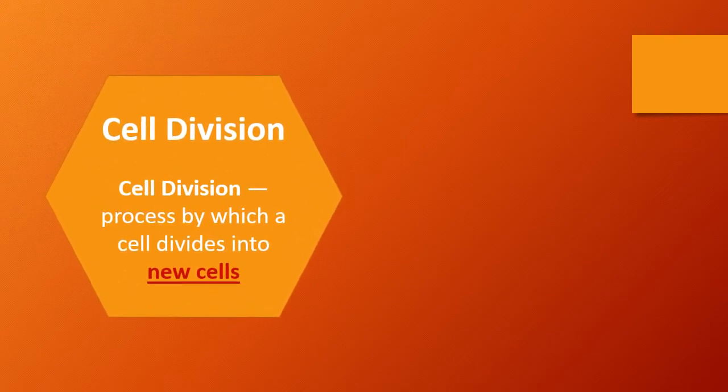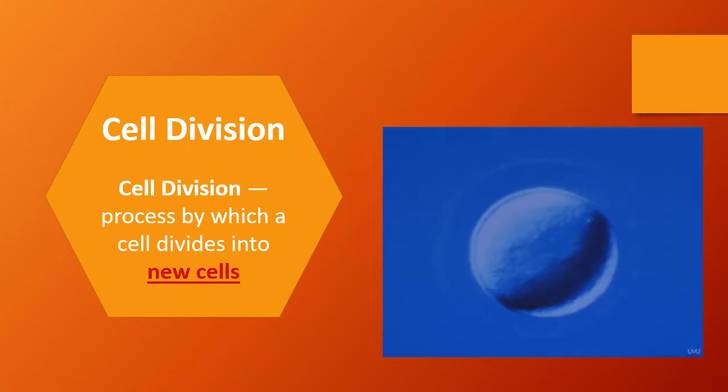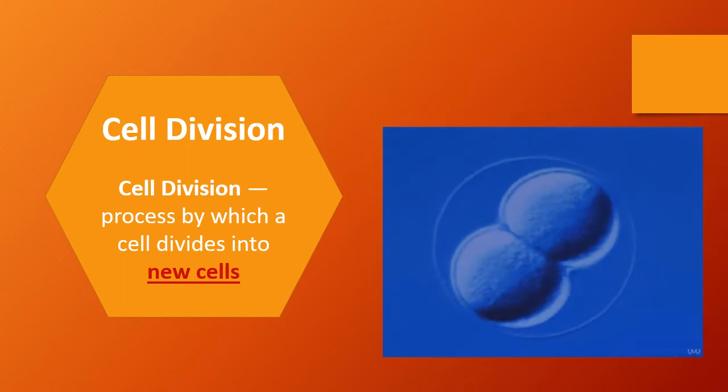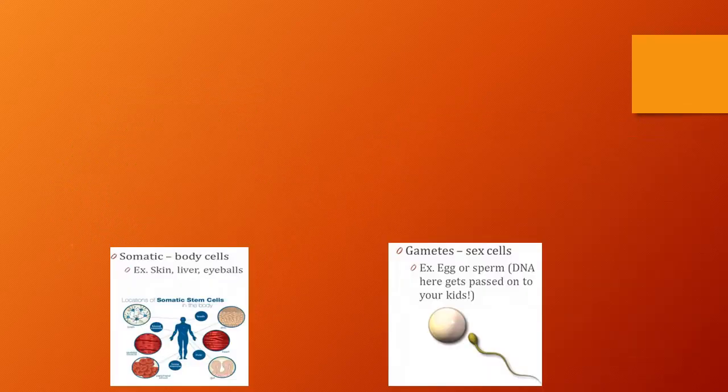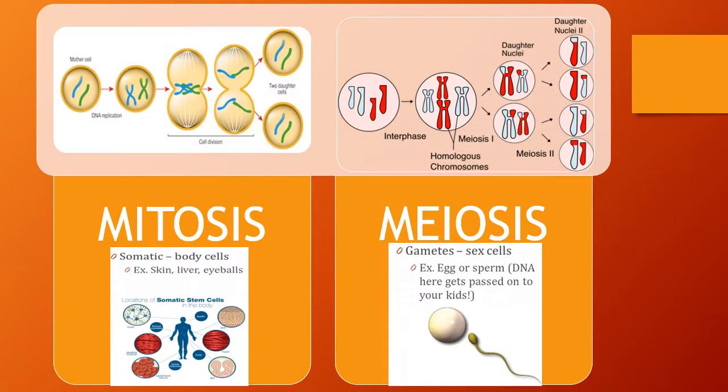Cell division. Cell division is the process by which a cell divides into new cells. There are two types of cell division: mitosis that occurs in the somatic or body cells, and meiosis that occurs in the gametes or sex cells.